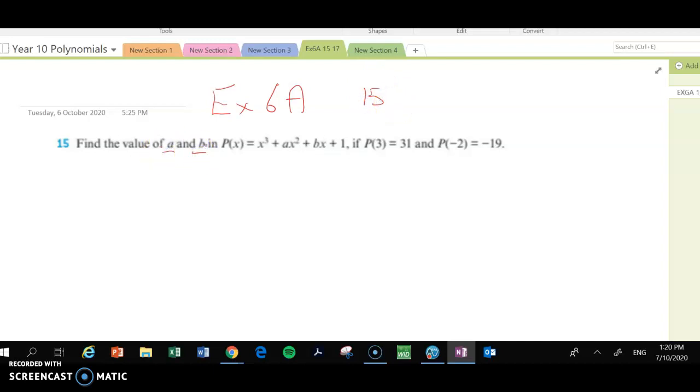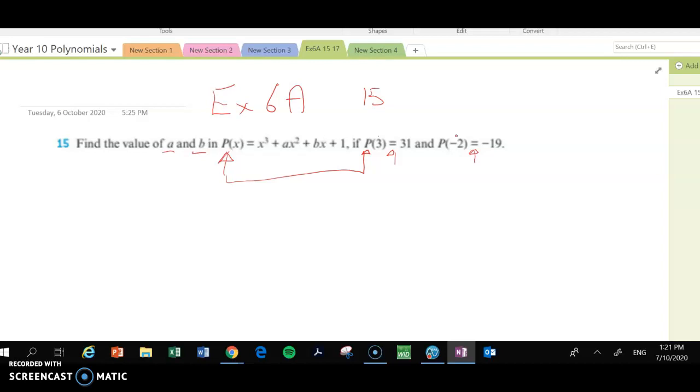Okay, so you can try and remember when we have two unknowns, we need two equations. There they are. There's your two equations. Remember, an equation has an equal sign. And what basically this notation is saying is that there's the function p, right? And if we substitute 3 in, we'll get 31. That will be our first equation. And if we substitute 2 into it, we'll get negative 19. So let's set that up.